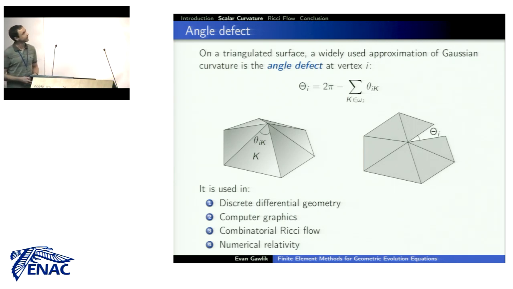For the notation that I'll use throughout this talk, I'll use the capital letter K to index triangles, the lowercase letter I to index vertices, and theta ik is the angle which is indicated in this figure here. This approximation of Gaussian curvature is used widely in discrete differential geometry, computer graphics, and discrete theories of relativity. What I want to do today is talk about how to realize the angle defect in terms of finite elements and how to generalize it to higher order.